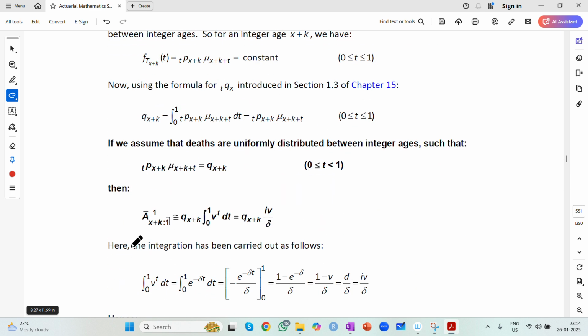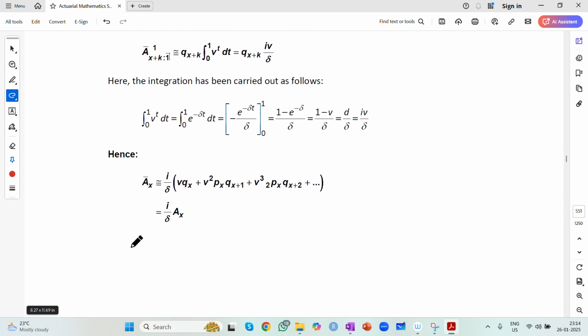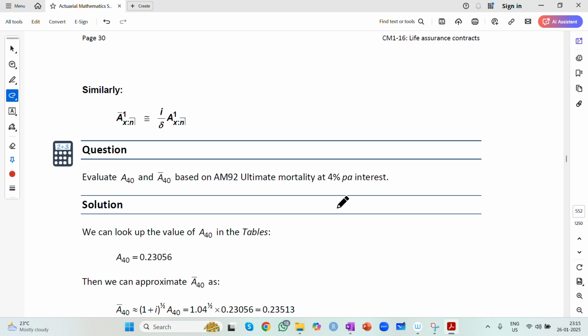Let's go ahead. We can also use this approximation. The answer will be almost the same. The derivation etc. is not required for us, so we can use this formula as well. Another approximation. Both the formulas will give you almost the same answer. You can use any one in the exam.